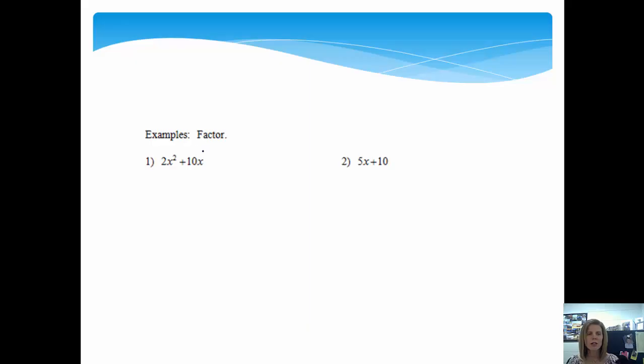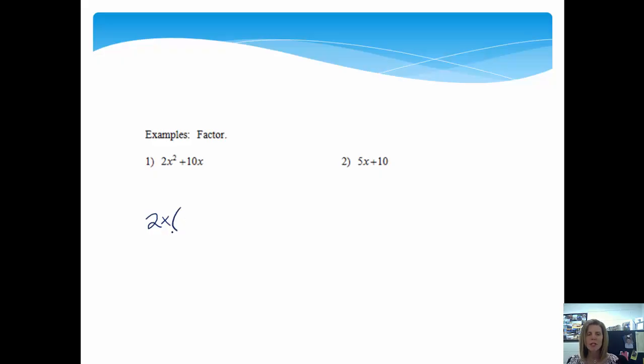Okay, so this one says to factor 2x squared plus 10x. So again, we would like to end up with an expression that has parentheses in it. So we are going to start out by looking at the numbers. What number will 2 and 10 both go into? And that number is 2. So I'm going to leave a little bit of space and write down a 2 here. And then I'm going to be looking at, they both have an x. One is an x to the second and one is an x to the 1. Which one is smaller? It's the x to the 1. So we're going to write down x. That is my greatest common factor.